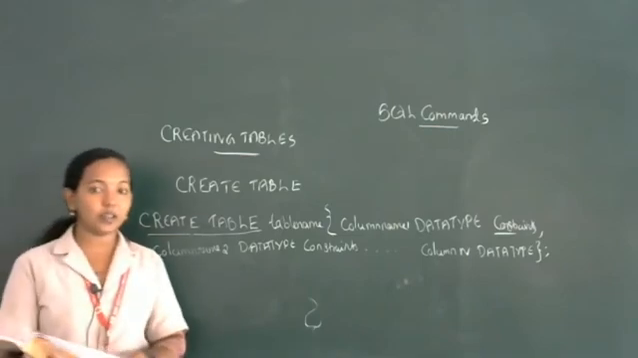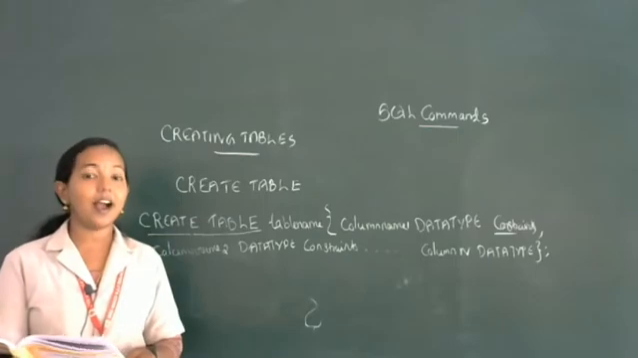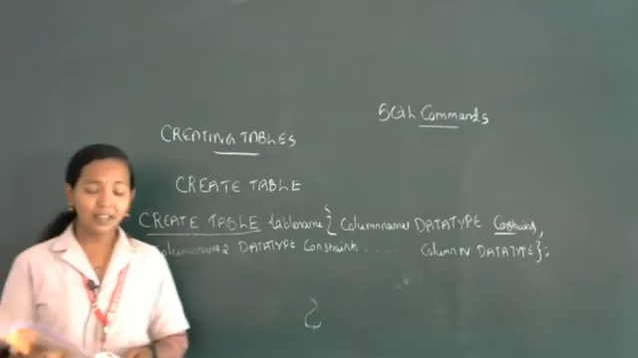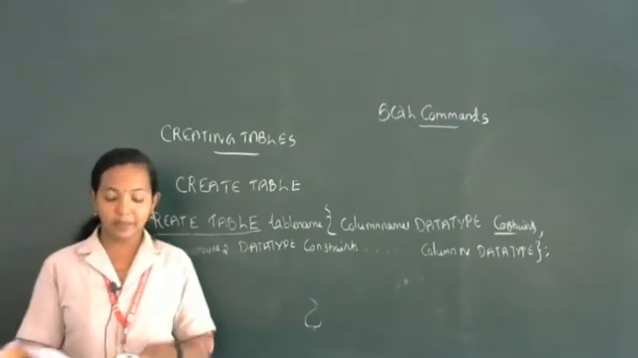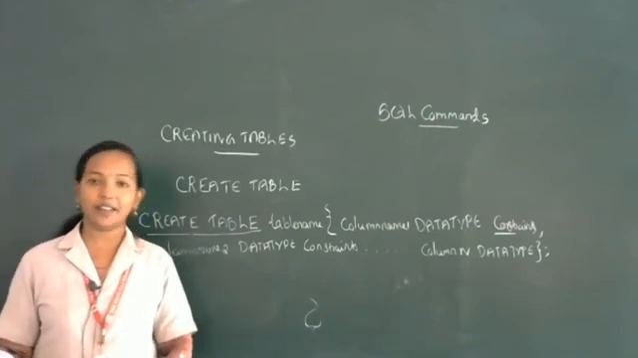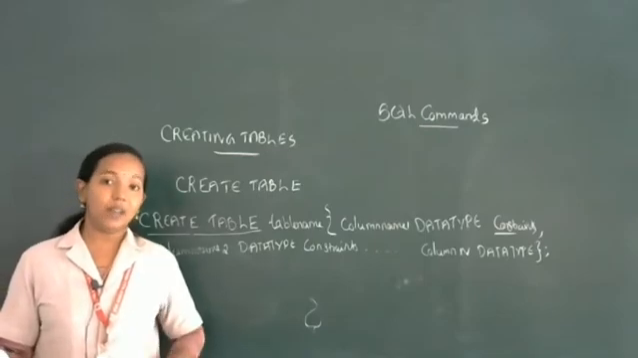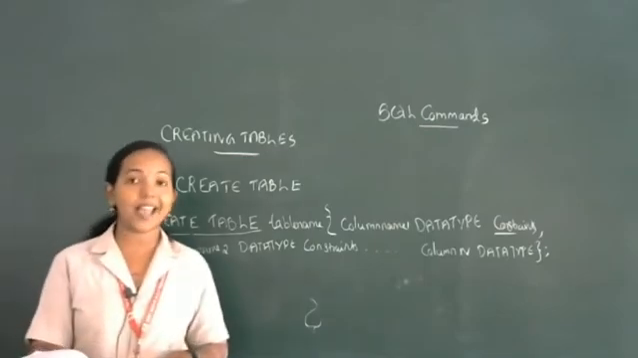I will read the rules first. The name may contain letters, digits, underscore and dollar symbol. Second rule, the name must contain at least one character. Names with only digits are invalid. Then the name must not contain white spaces and special symbols.